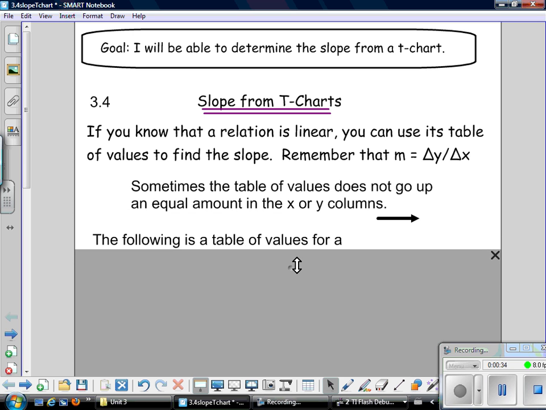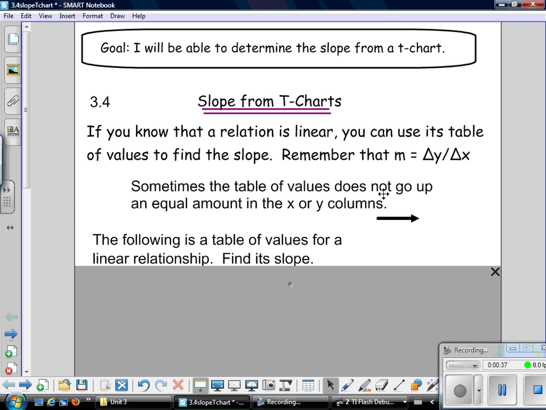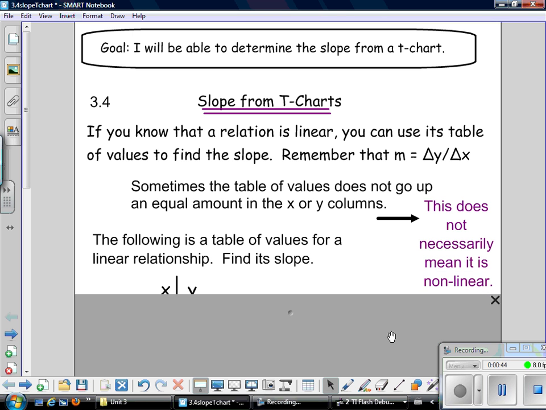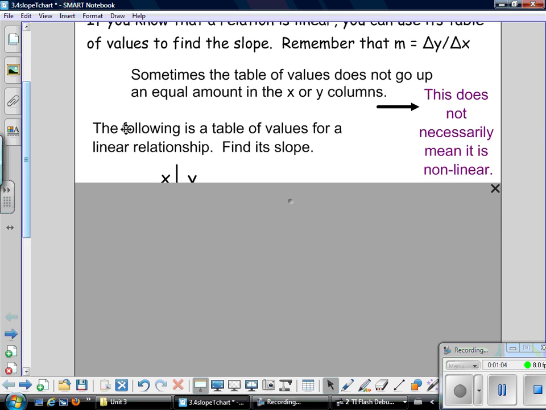Remember we looked at this too: sometimes the table of values does not go up an equal amount in the x or y columns. And remember, this does not necessarily mean it's nonlinear. What I'm telling you with these examples is that the following is a table of values for a linear relationship. If you graph those points, it would produce a straight line. That would be given to you. They would give you the table and say, this is a linear relationship, find its slope.